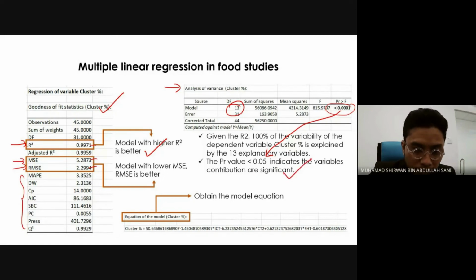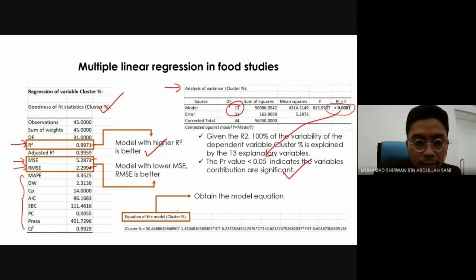This Pr value, which is the probability value less than 0.05 that we set, indicates the variables' contributions are significant. Okay, so you get this information, R square, MSE and RMSE, but you want to find whether all the variables that you have really explain your model. You can check on the probability value.